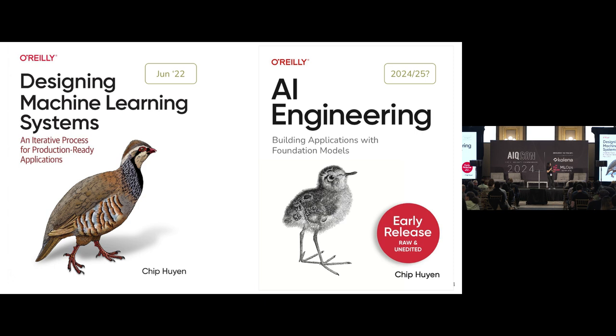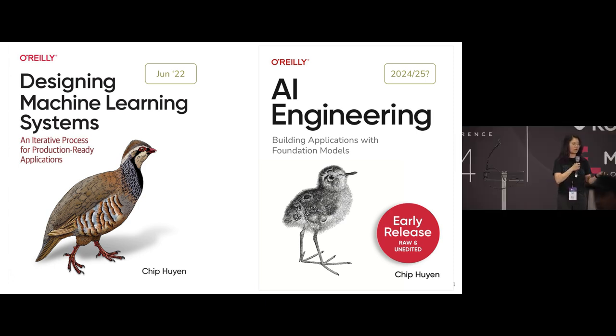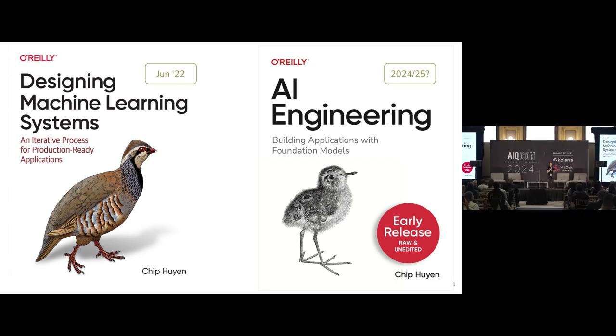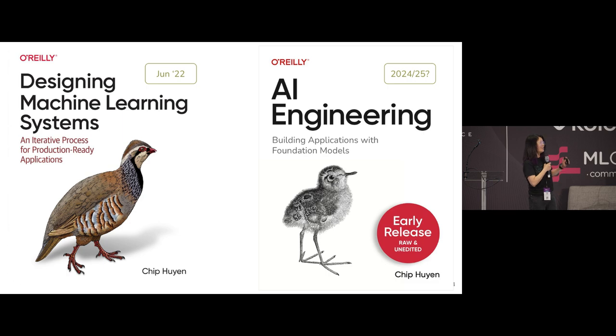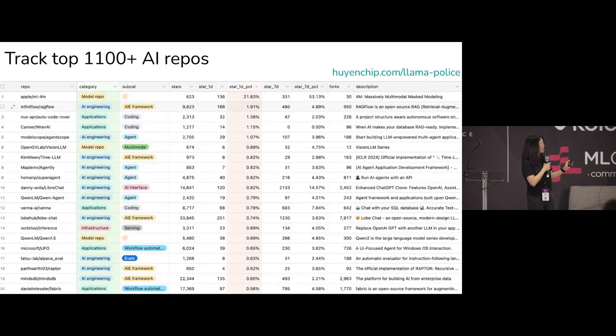I'm also the author of Designing Machine Learning Systems, and I'm working on a new book on AI engineering. As a part of doing research for my book, I go through almost every single AI tool that comes my way. It's very painful because there are a lot of those. So to make my life easier, I only look at those with at most 500 stars.